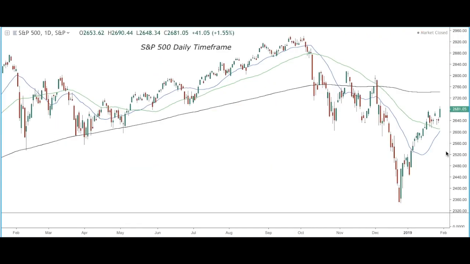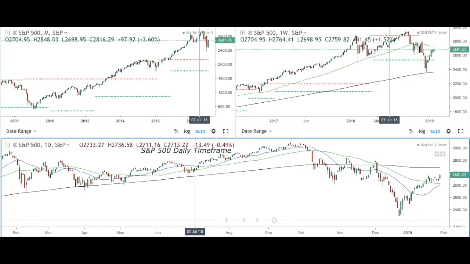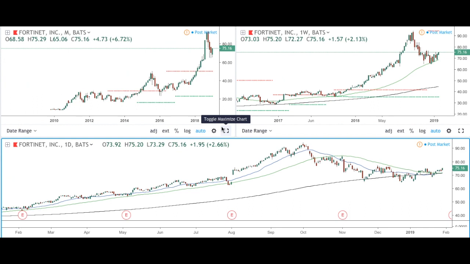And looking at the daily time frame, price is trading above the 20 and 50 moving averages, but not the 200 moving average. Therefore, we do not have alignment on this index either. The first stock that we'll be looking at is Fortinet Incorporated, ticker symbol FTNT.